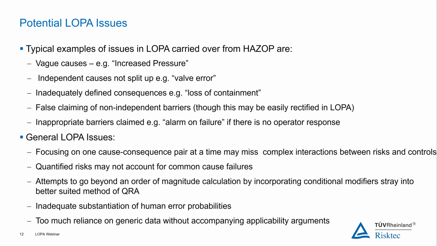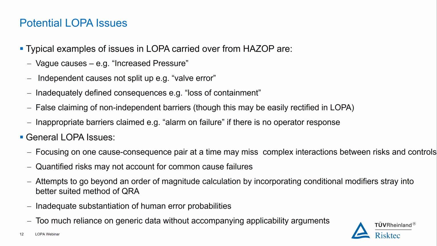Sometimes with the quantification of risks, we're taking it from different data sources. It tends to be based on historical data. They may not fully allow us to account for any common cause failures. Anytime we start to get into the complex side of the LOPA as well, we start to incorporate our conditional modifiers. We start to stray into QRA territory, and often a quantitative risk assessment then sometimes becomes a better method than a SIL assessment in and of itself.